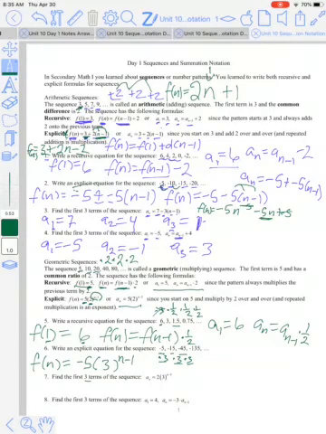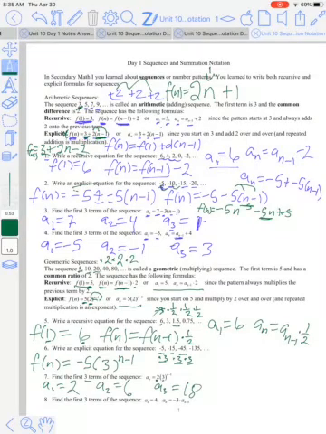Okay, find the first 3 terms of the sequence. Sure. Well, that means we want to find a sub 1, a sub 2, and a sub 3. Recognize what kind of equation they give you. A sub n equals 2 times 3 to the n minus 1. Do you see an a sub n minus 1 or anything like that? No. So this is not a recursive. This is an explicit equation, which means a sub 1 is 2, and the common ratio is 3, which means you repetitively multiply by 3. 2 times 3 is 6. 6 times 3 is 18.